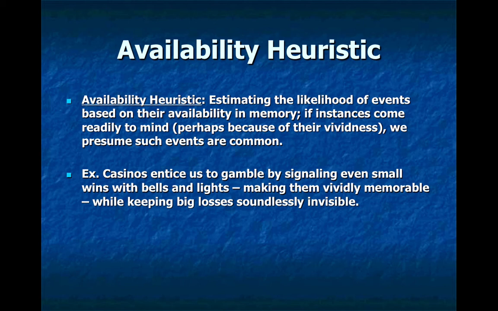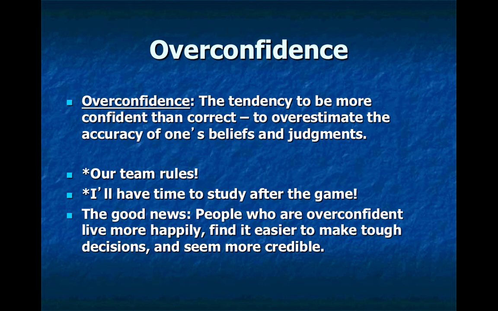As you can see on this slide, casinos will sometimes entice us to gamble by signaling even small wins with bells and lights, making them very vivid and memorable, while keeping big losses soundlessly invisible. Another term in this section deals with overconfidence and how we have a tendency to be more confident than correct, to overestimate the accuracy of our beliefs and our judgments.